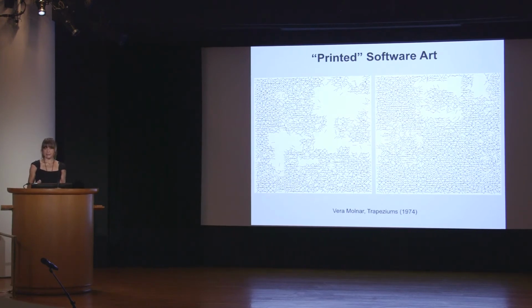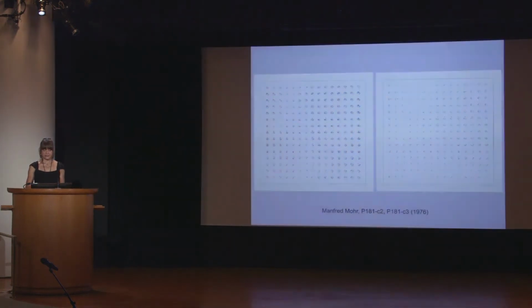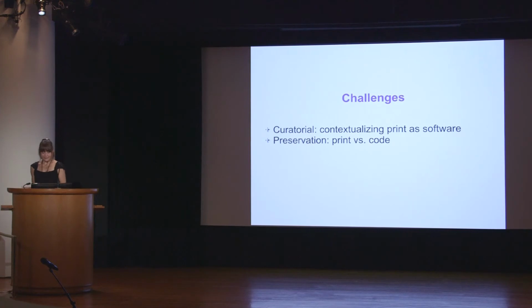I want to be very clear about the categories I'm creating here. They are not categories I would ever use as a curator, nor do I think that they are art historically relevant in any way. I created them specifically for this symposium because they are relevant for thinking through curation and preservation. So what you see in these works by Vera Molnar or Manfred Mohr, here are his variations on the hypercube, are works that ultimately appear on paper. And the curatorial challenge here is contextualizing a print hanging on the wall, not as a drawing, but as a piece of software art. And for preservation, it's of course not all about preserving this piece of paper that is hanging on the wall, but also preserving the code.